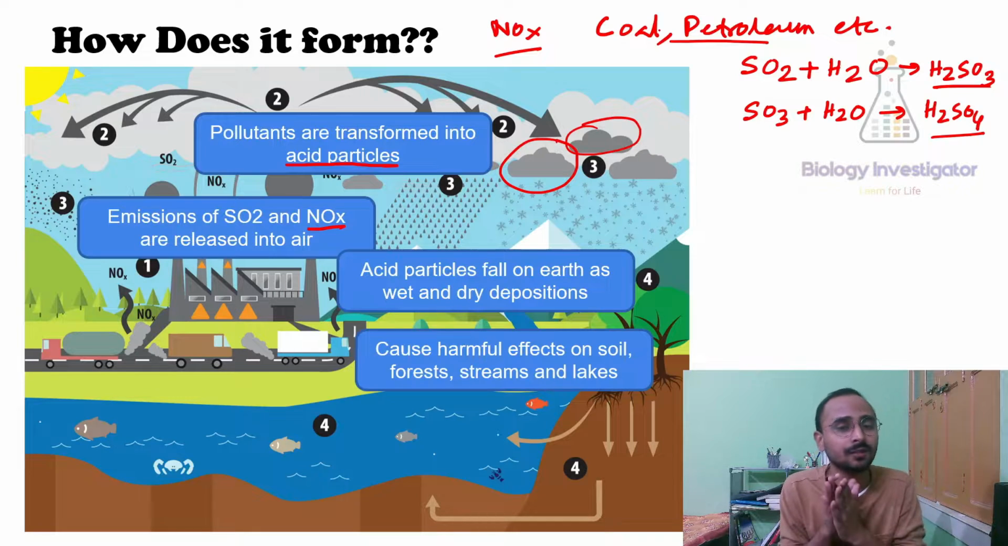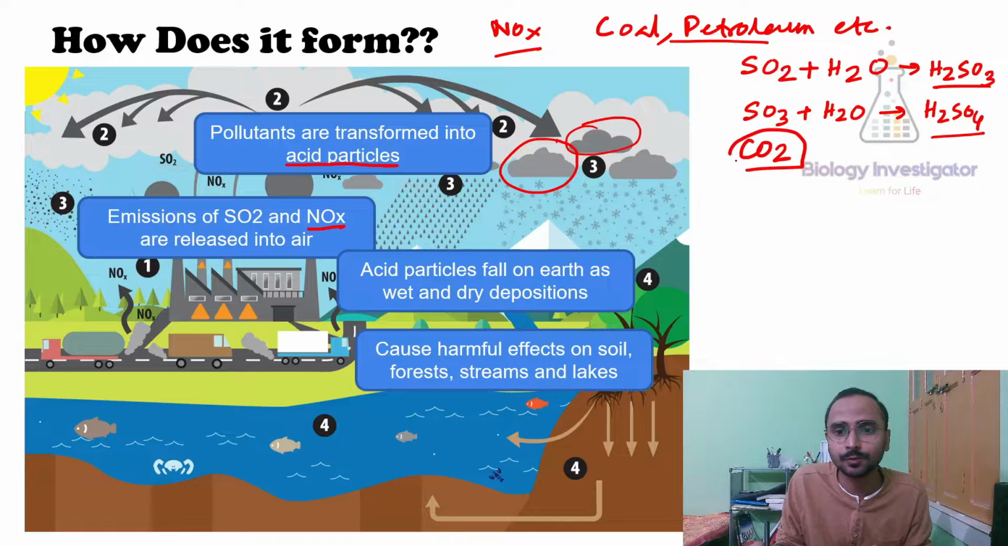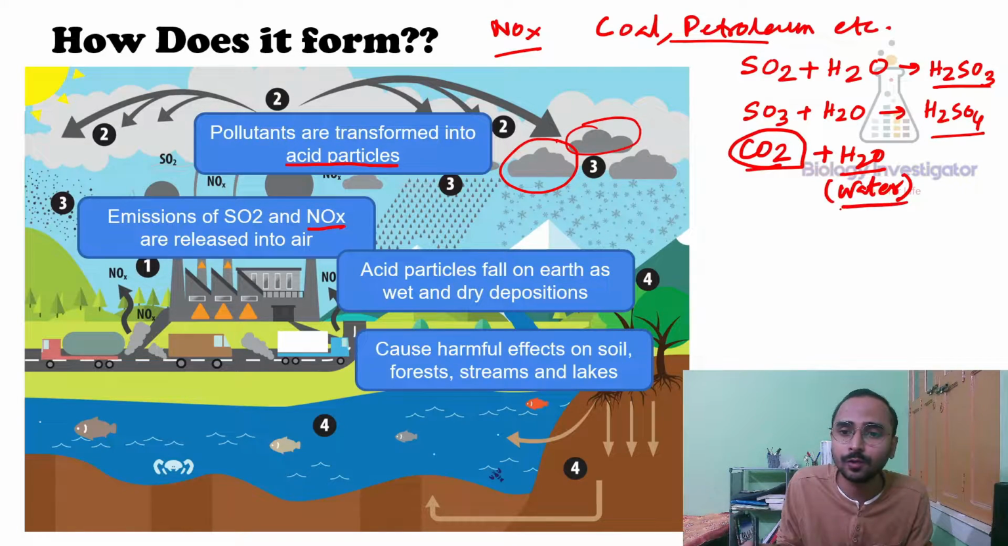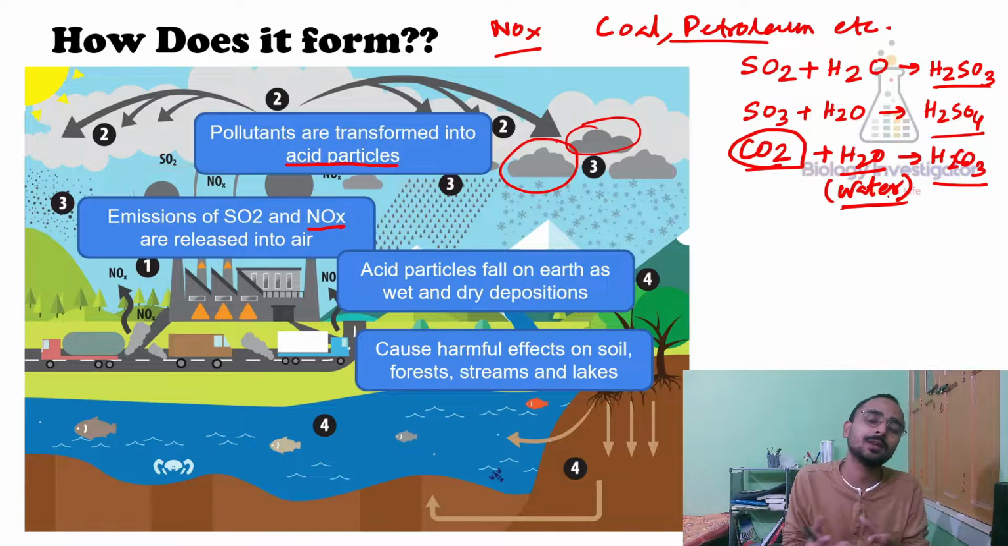Sulfurous acid, sulfuric acid, and nitric acid. And also, you know that carbon dioxide is present in the atmosphere. CO2, along with H2O, water, can generate carbonic acid, H2CO3.